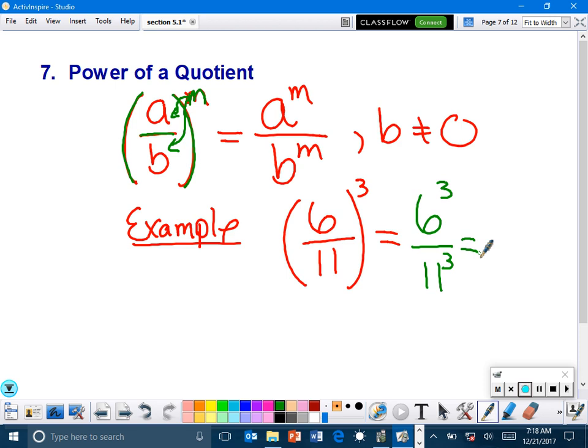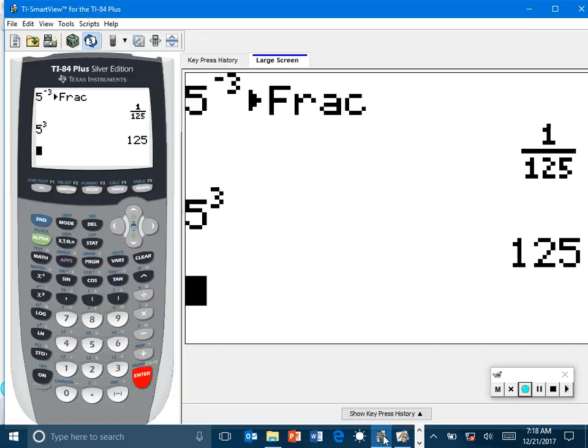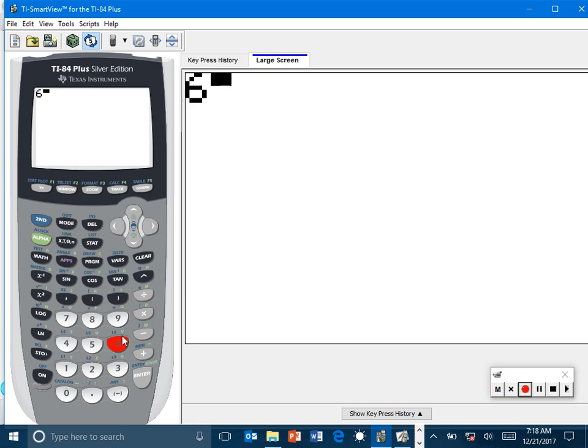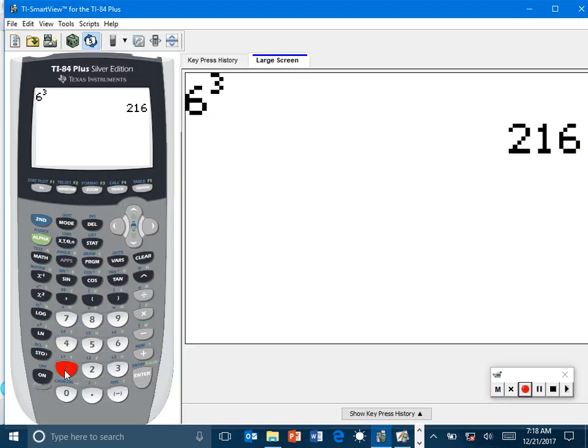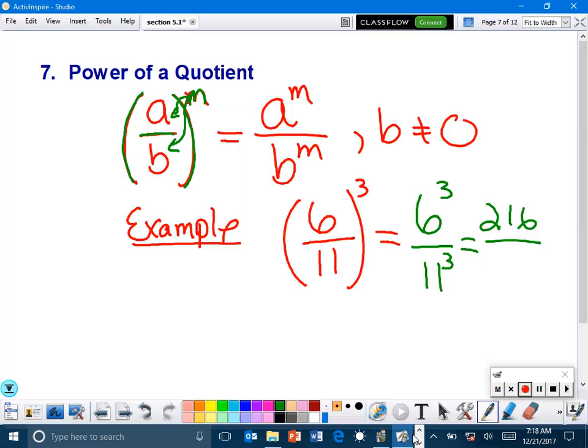Now, you could go ahead and simplify that a little further. So you can just take 6 to the 3rd power and find that out. That's 216. And 11 to the 3rd power is 1,331. Okay, so you can rewrite that and simplify it as much as possible.